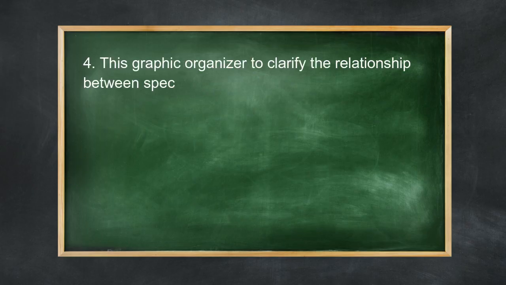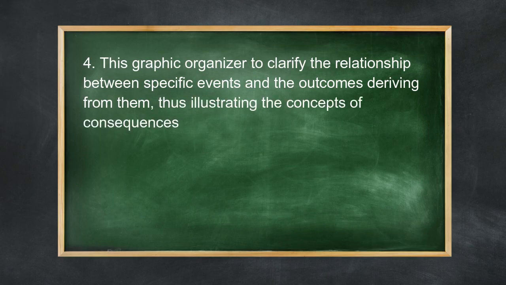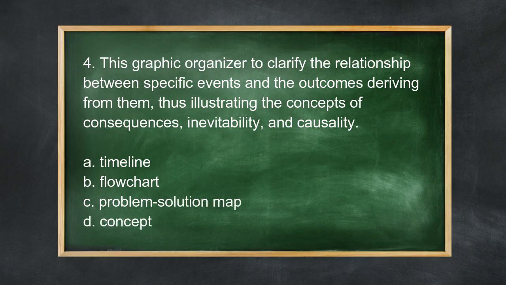4. This graphic organizer is used to clarify the relationship between specific events and the outcomes deriving from them, thus illustrating the concepts of consequences, inevitability, and causality. A. Timeline. B. Flowchart. C. Problem-solution map. D. Concept map.